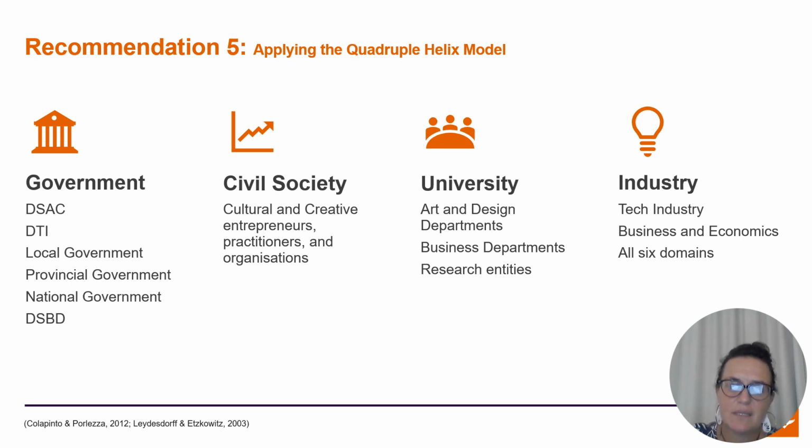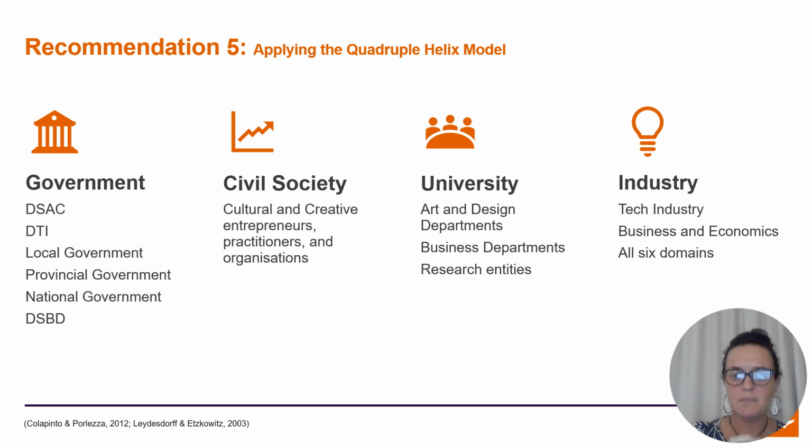Universities have the potential to bring together key stakeholders to start having real conversations, and that would be government, civil society, universities, and industry. It's very important to look at who I've put under these categories, because in the universities, I'm not just talking about art and design departments, although they are very, very important. I'm also talking about business departments and research entities. It is not just art and design alone.